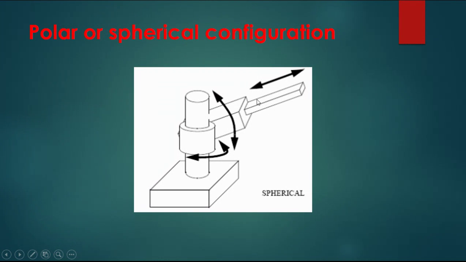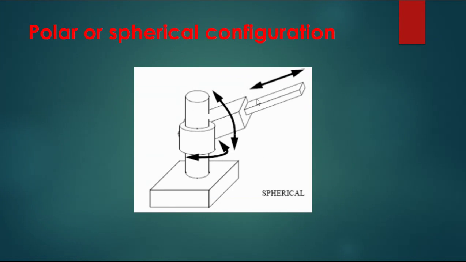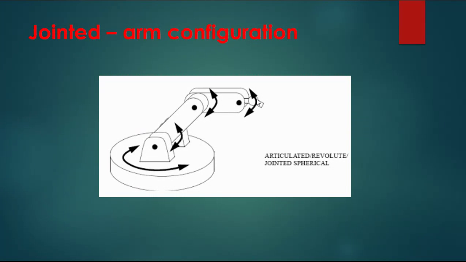It is likewise our human arm. So this is called the spherical configuration. Now jointed configuration is also called an articulated or the jointed spherical arm also. So such kind of robots are mainly used in pick and place kind of jobs in automation industries. So these are famous configurations which are widely used. So these are the four configurations widely used in the industries.